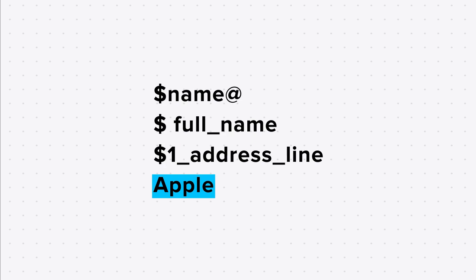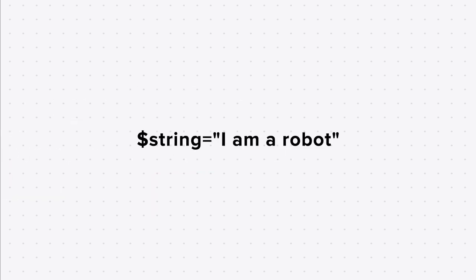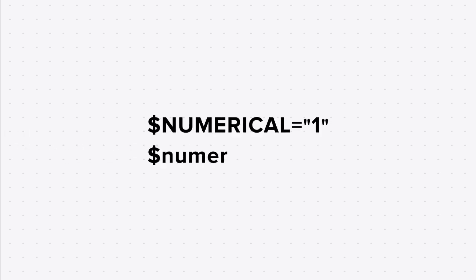Now, while we are declaring variables, the string values must always be in double quotes. The numerical values can be with or without quotes, although they are mostly written without quotes. So that was about variables.